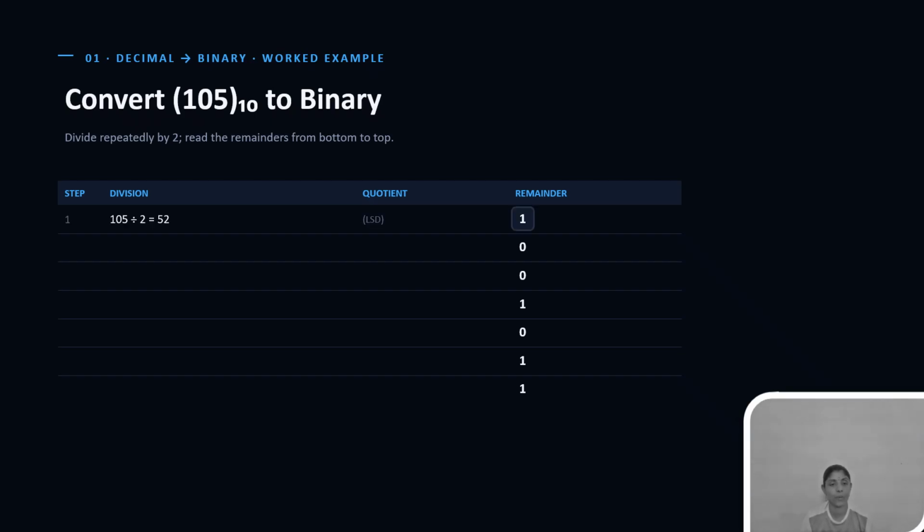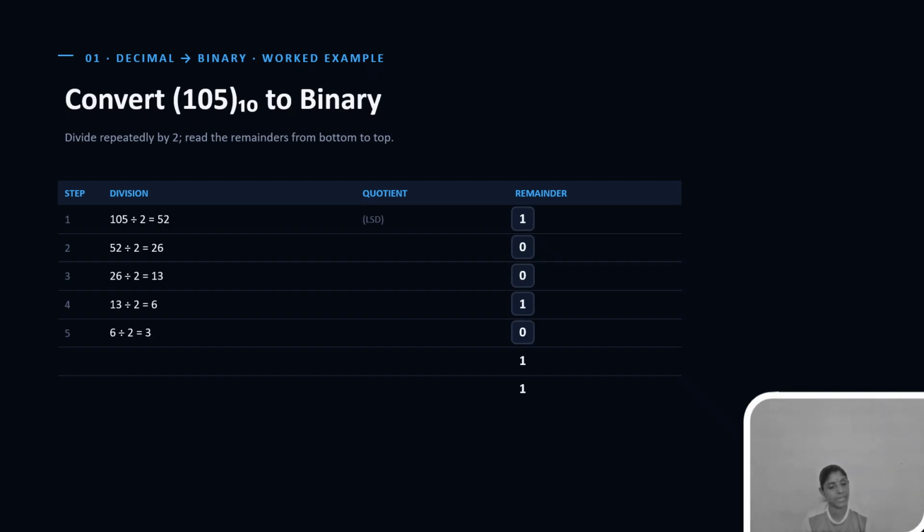Right? In step 1, 105 is divided by 2, the quotient is 52 and the remainder is 1. Next, the quotient is 52. 52 divided by 2, the quotient is 26 and the remainder is 0. In step 3, the quotient 26 divided by 2, the quotient is 13 and the remainder is 0. In step 4, 13 divided by 2, the remainder is 1 and the quotient is 6.